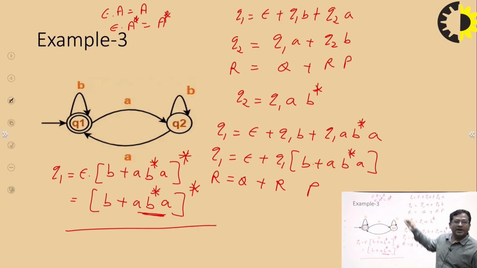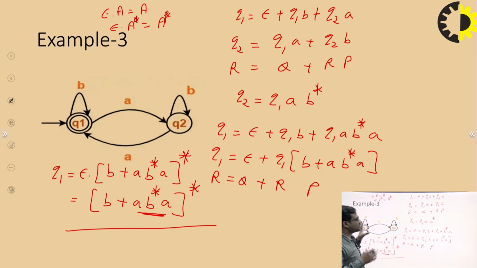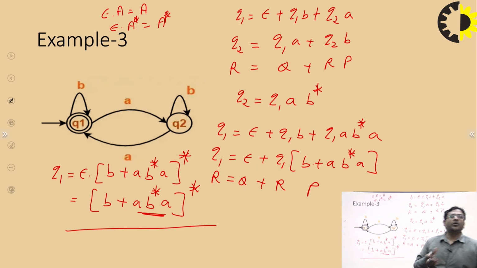B may be null, B may be multiple, but initially it should take A as an input, then reach the Q state, then apply any number of B, then go back to the final state with the help of A. So A B star A. And another is B, so any number of B. So either this or that, and then the star. So many times you can substitute into the equations and then finally get the answer. This is the way a deterministic finite automata is converted into a regular expression. Got my point? This is the way you convert a deterministic finite automata using the Arden theorem.